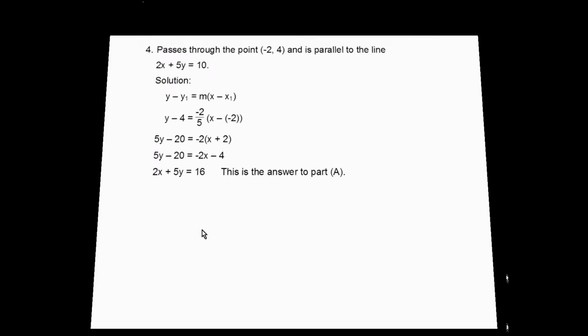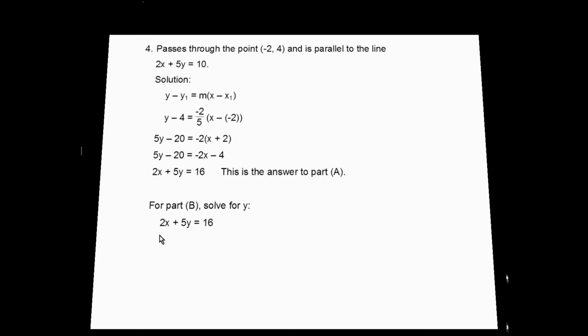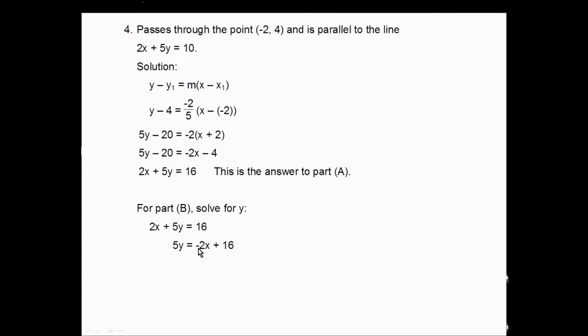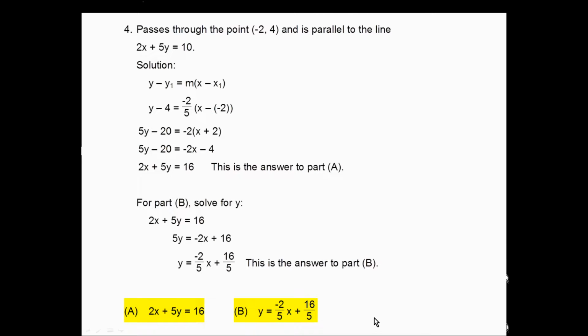To do part B, just pick up where we left off. Take this equation and solve for y. So subtract 2x. So 5y is equal to negative 2x plus 16. Again, write it that way. Don't write 16 minus 2x. It's mx plus b, not b plus mx. Divide everybody by 5. So y is equal to negative 2/5 x plus 16 over 5. That's the answer to part B. Remember, back up here was part A. So putting them back together. 2x plus 5y equals 16. And for part B, y is equal to negative 2/5 x plus 16/5.